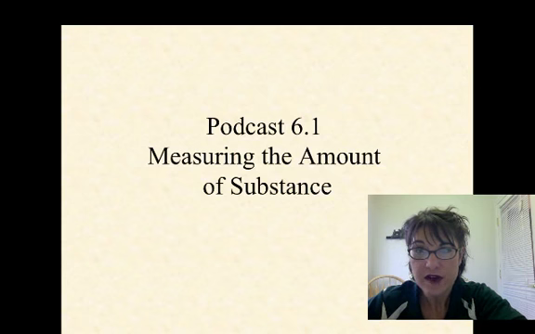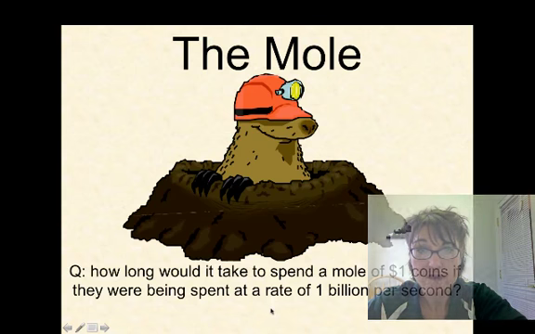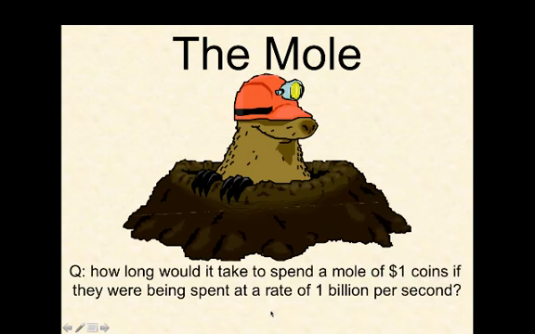Unit 6 is all about how we describe the amount of stuff when we're talking about chemical reactions. And so today we're just going to talk about what we do to measure the amount of a substance. In chemistry, we use what's called the mole. So I want you to consider this question: how long would it take to spend a mole of $1 coins if they were being spent at a rate of 1 billion coins per second? We're going to answer that question a little bit later on once you know what a mole is.